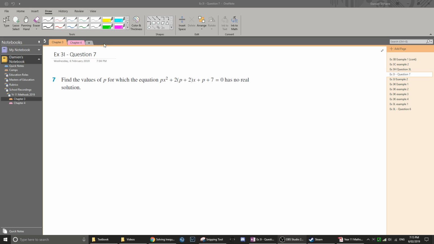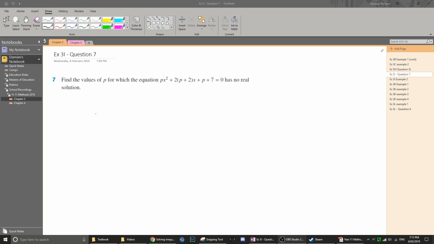Today we're looking at exercise 3I, question 7. Again, I apologise if there is a lot of background noise because the thunderstorm is still going on. But let's get to the question. So we need to find the values of p for which this equation there has no real solutions.